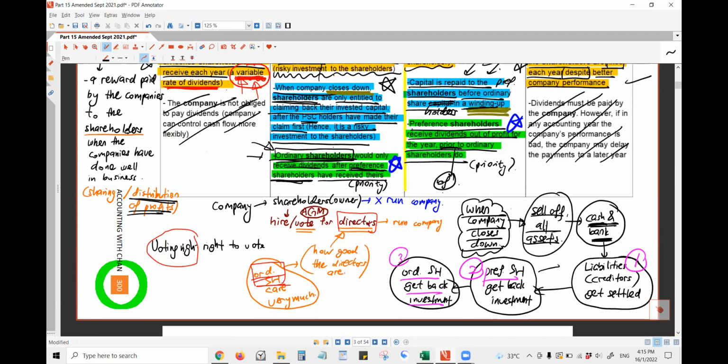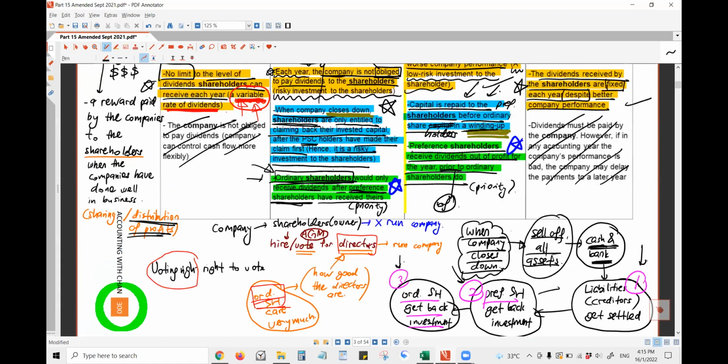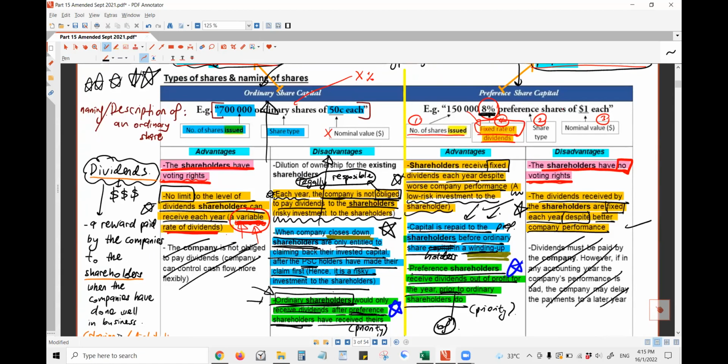So importantly, remember what would happen after the company has closed down. And the priority in getting back their money, you also have to remember. Liabilities, followed by preference shareholders, then ordinary shareholders. Let's see some questions where you can apply this table, the things that you have learned in this table.